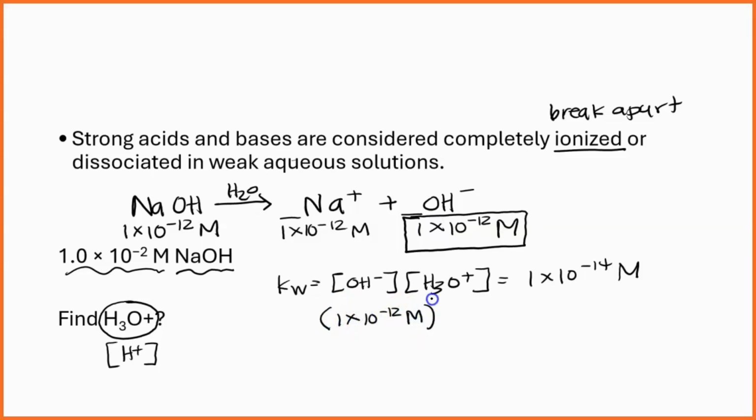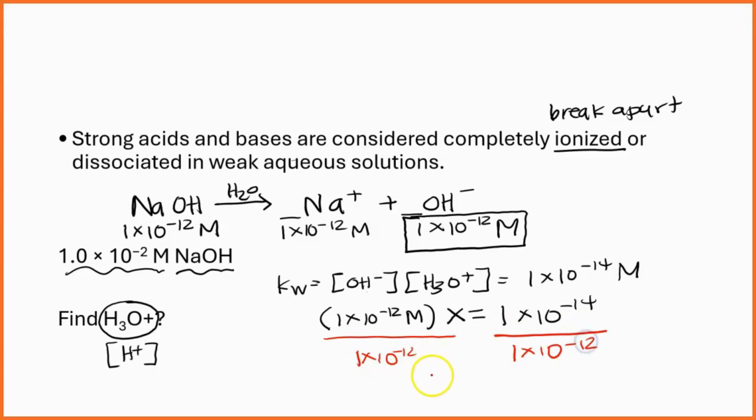I don't know the hydronium concentration, so you can rewrite that, or you can think about it as X. I just plugged in an X for the hydronium concentration. If it confuses you, just write it as an X. When I multiply hydroxide times hydronium, it always equals 1 times 10 to the negative 14. Then, if I want to isolate my X, my hydronium concentration, I'll just divide both sides by that 1 times 10 to the negative 12.